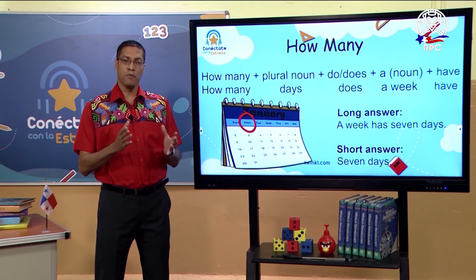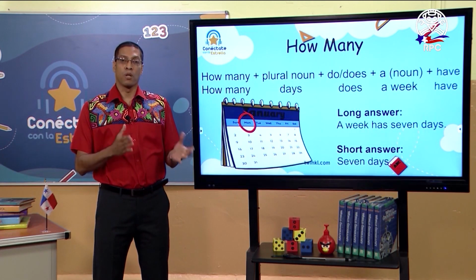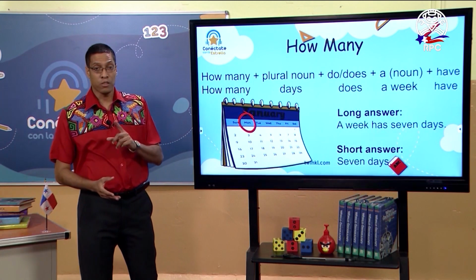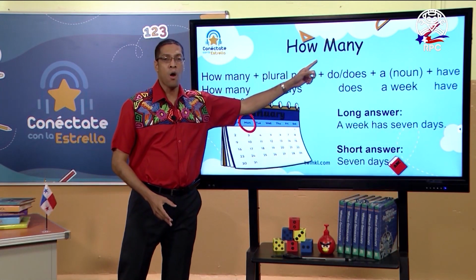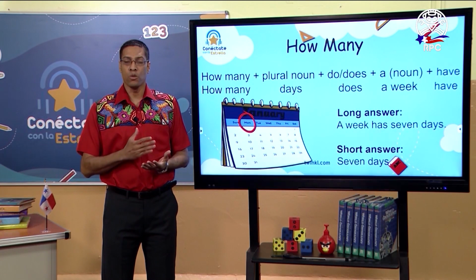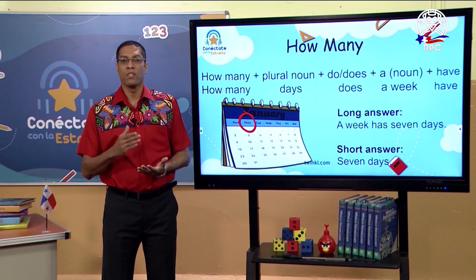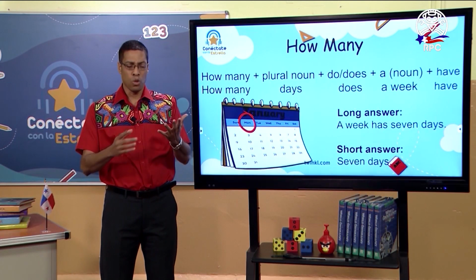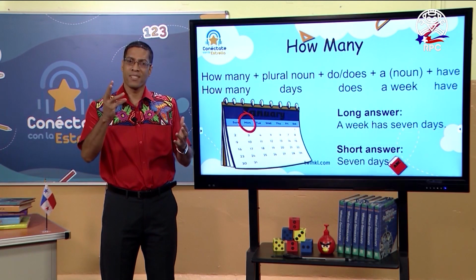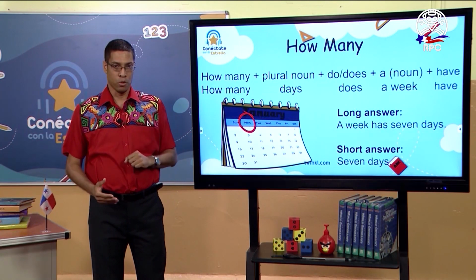Now, if you check your booklet, you are going to find that you have a grammar review part that has to do with the question, how many? How do you use how many? How many is used when you want to know the quantity of something. You want to know 1, 2, 3, 4, 5, 6, 7, 8, 9, 10, or more. For that, you use how many.